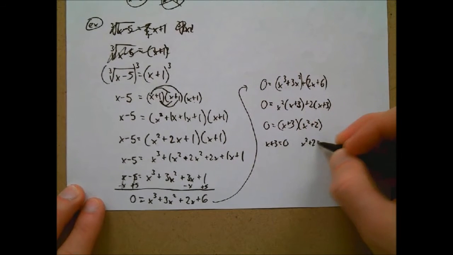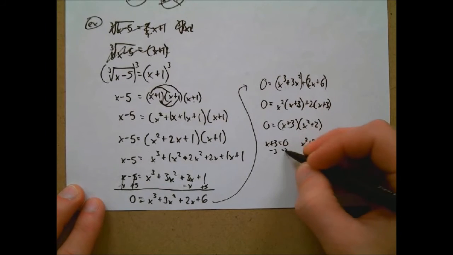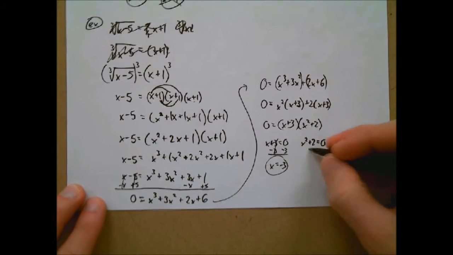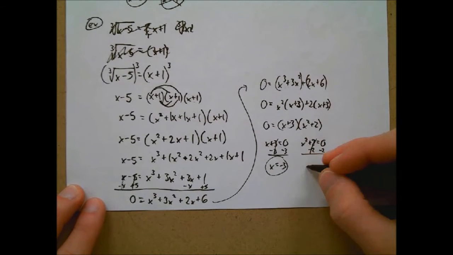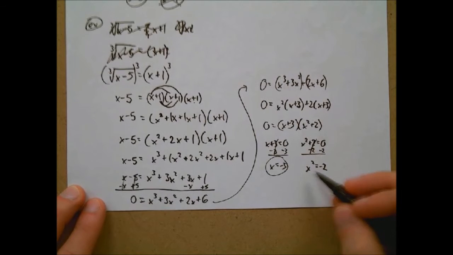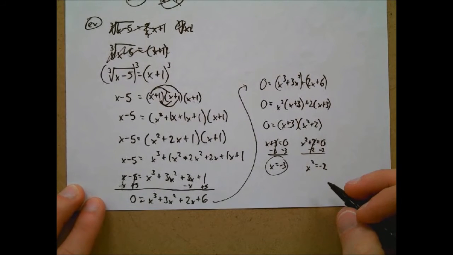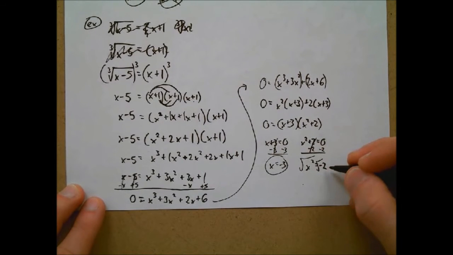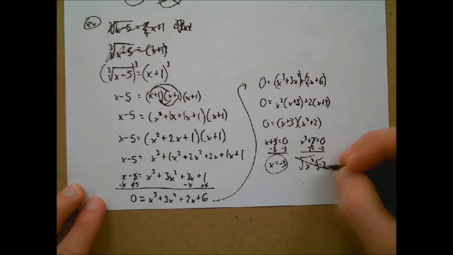I'll subtract 3 on both sides here. x equals -3. And I'll subtract 2 on both sides here. But I have x squared equals -2, so now what do I have to do to both sides? Square root. Yeah, square root. And it's going to be what? We're taking the square root of a negative number, so it's going to be imaginary. So we can forget about that one. So it's just the answer, -3.